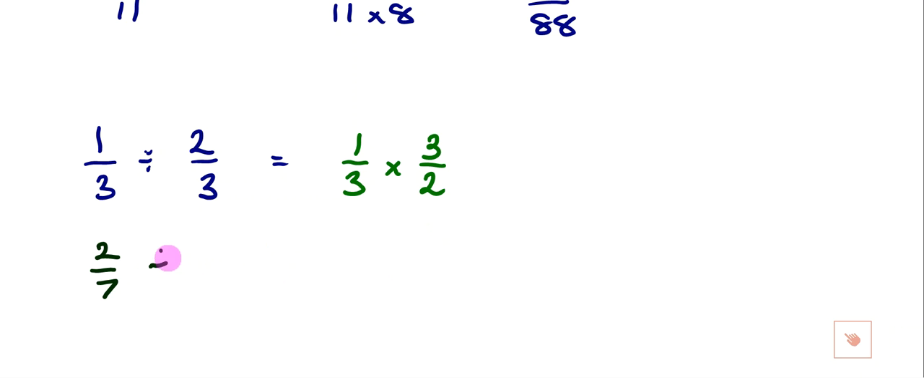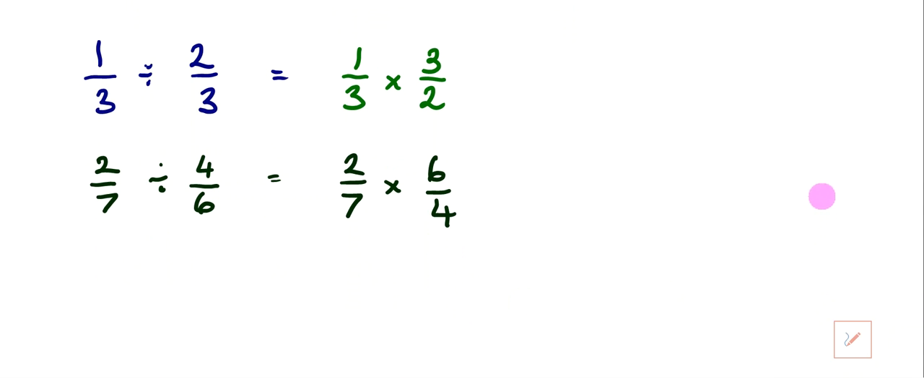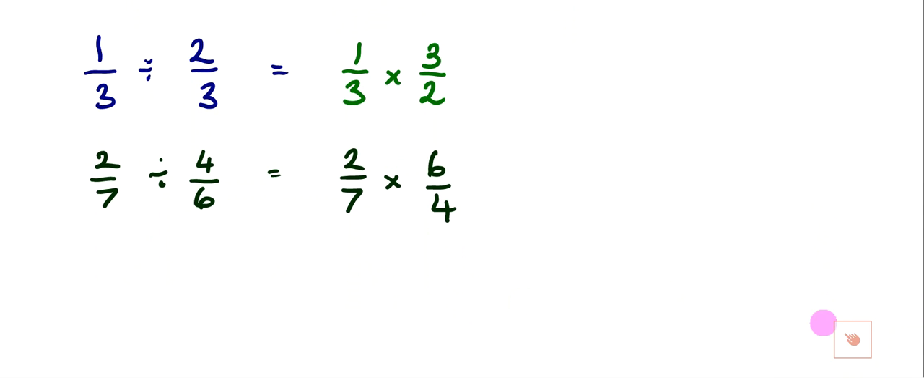Let's do 2/7 divided by 4/6. Let's not worry about simplifying yet. What do we write instead? Maddie? 2/7 times 6/4. Yeah, good. You all see what's happening? Exactly the same as before, right?